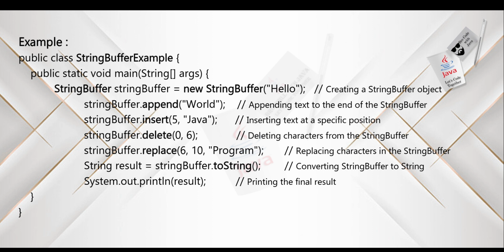The method delete, where 0 is the start index and 6 is the end index, deletes the characters from the start index to the end-1 index in the string buffer. The method replace, where 6 is the start index, 10 is the end index, and program is the string, replaces the characters from the start index to the end-1 index with the specified string. The toString method converts the string buffer content to a string, by which we can print the string buffer value in the console.